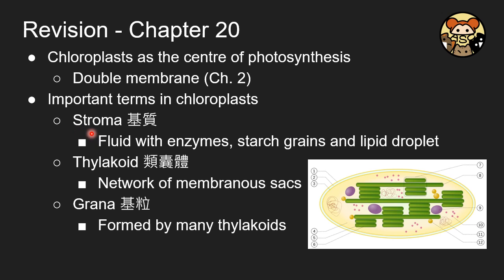So it contains the stroma, that is the fluid inside the chloroplast, and also there will be a network of membrane sacs that is called the thylakoid, and also the granum. Granum is made up of a lot of thylakoids.